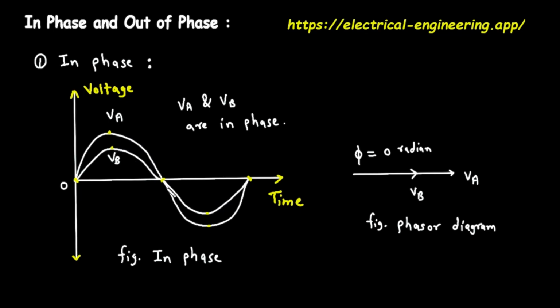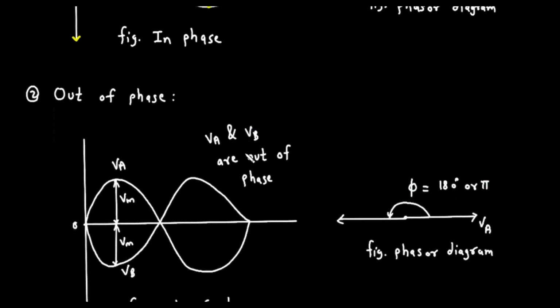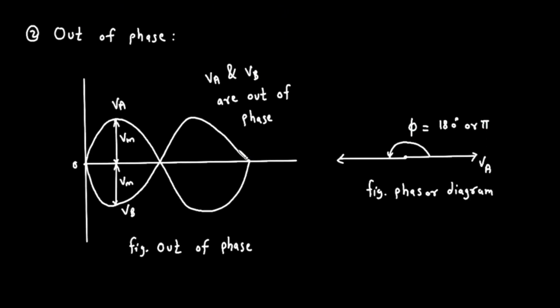On a waveform graph, they peak and cross 0 at the same moments. On a phasor diagram, their arrows point in the exact same direction, representing a phase angle difference of 0. Now, let's move on to the second section at the bottom, labeled out of phase.